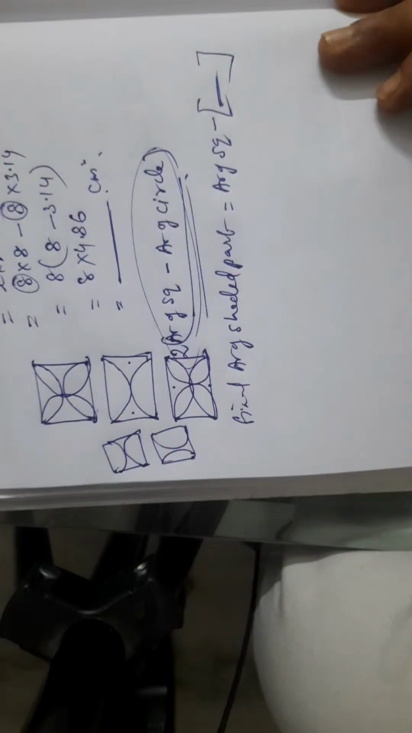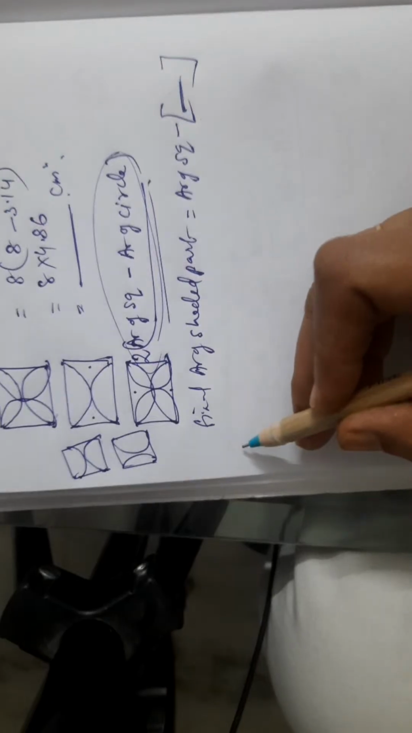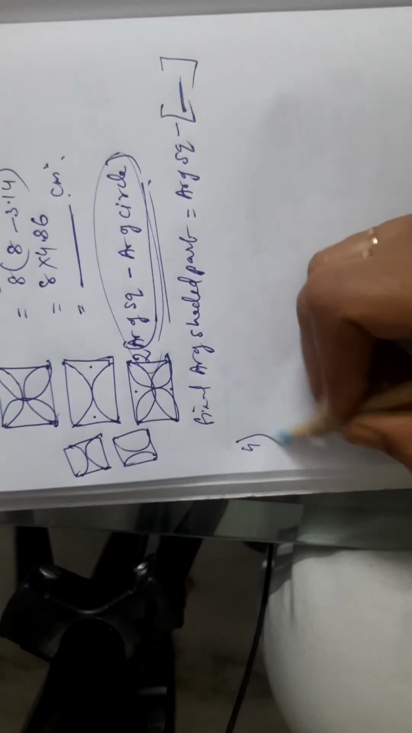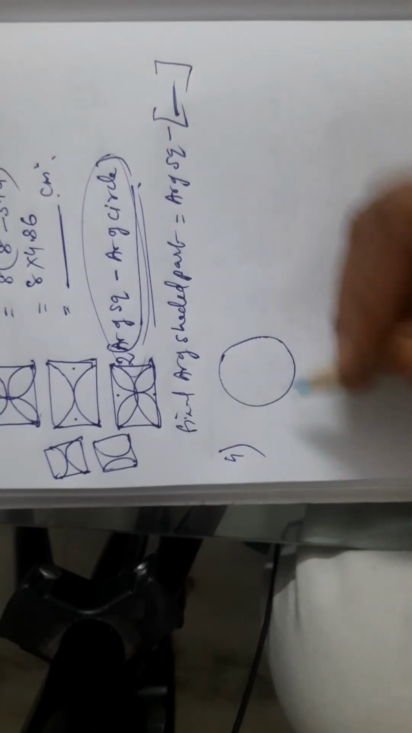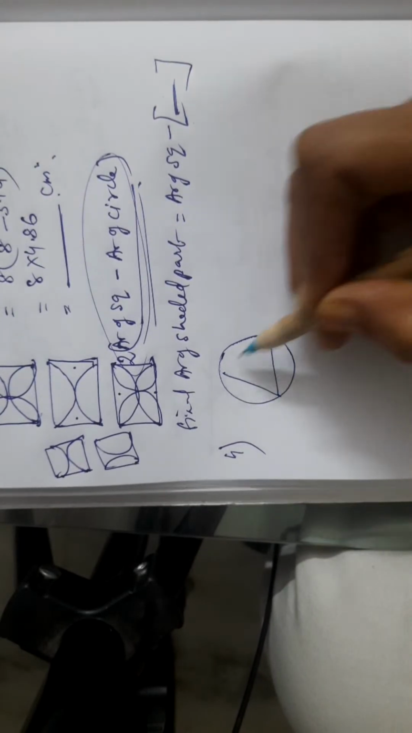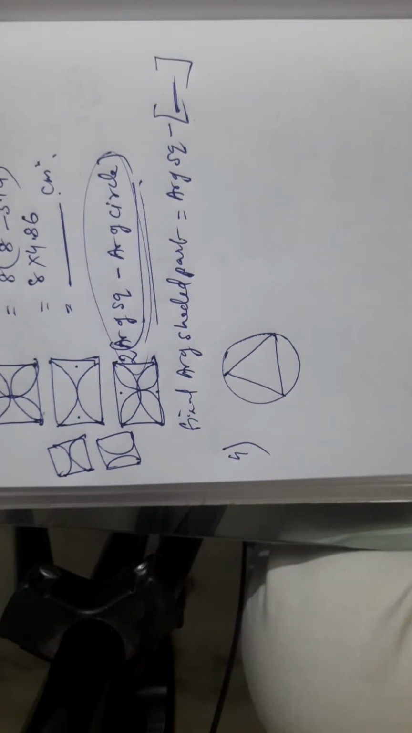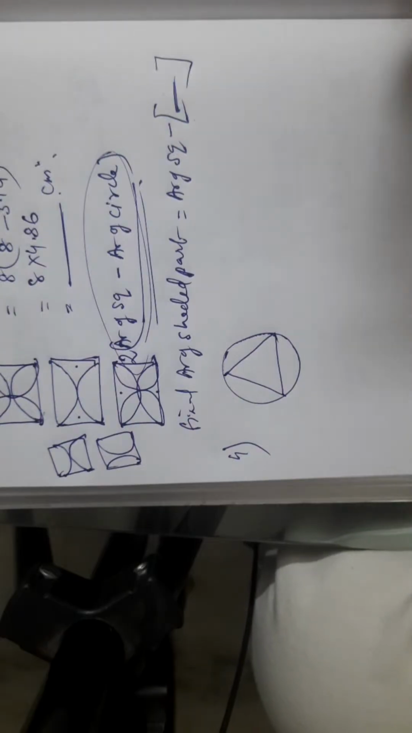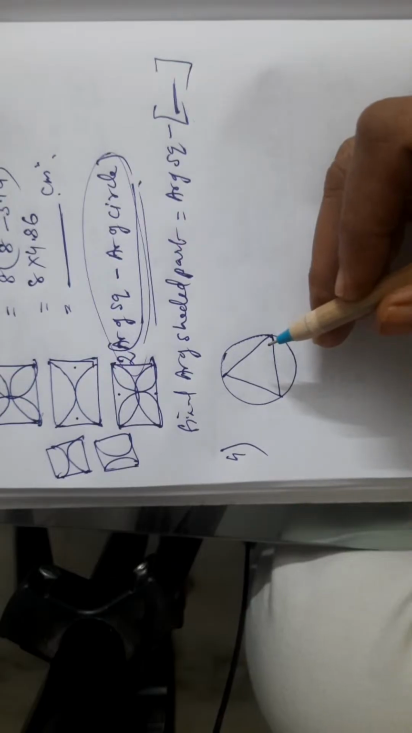Next, on a circular tabletop of radius 30, a design is formed by leaving an equilateral triangle inscribed in a circle. So here the fourth question is given: there is a circular tabletop, and on that an equilateral triangle is inscribed. We need to find the area of the design.